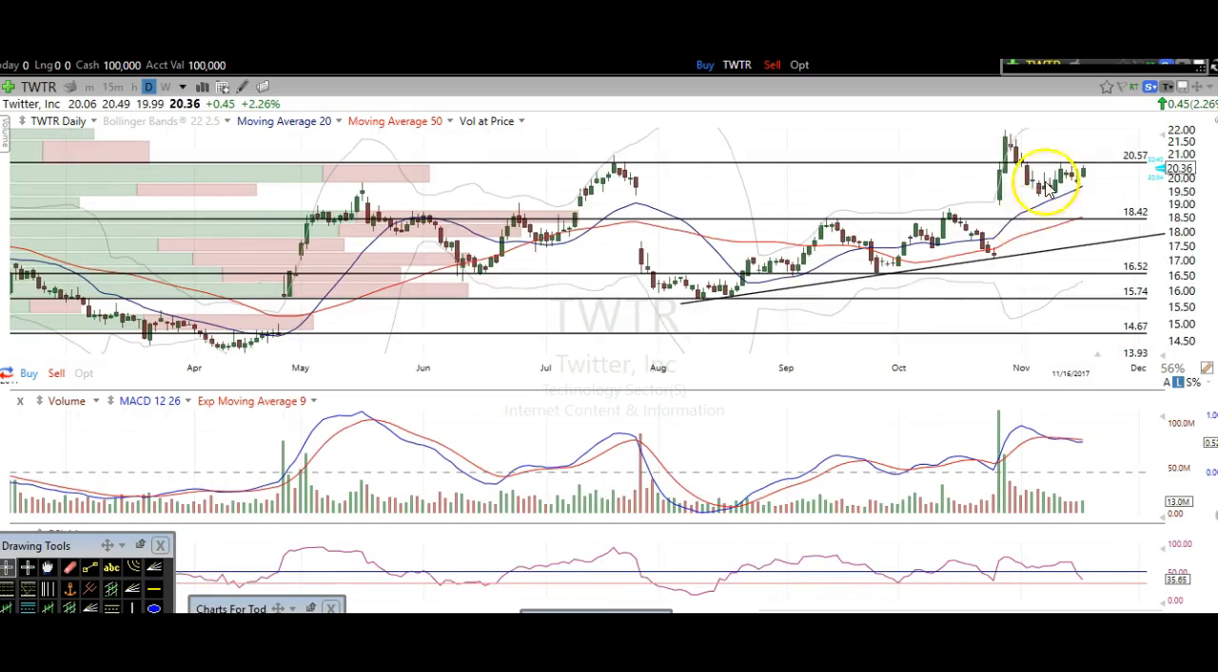There's a resistance, and we broke over it right here, only to break back below it right there. So to me, this level is now a resistance level. Can we break over it? We can totally break over it, but we've got some work to do. MACD below the signal line, RSI below the 50 line, so it's really got some work to do.